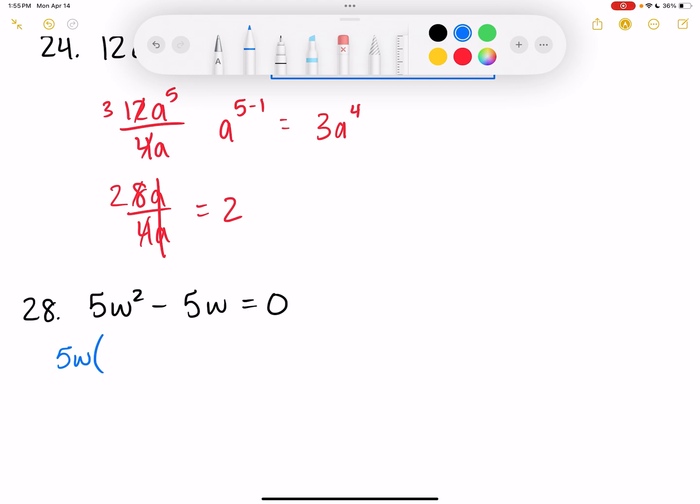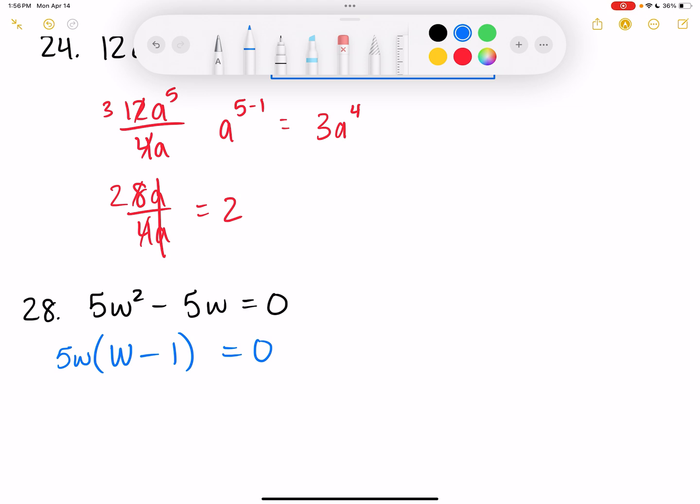Yep, just a w. So 5w squared divided by 5w would just be w. And then minus 5w divided by 5w, what would I be left with? Negative 1. Yep, minus 1. Now, don't forget on these ones that have the equal to 0, make sure you don't forget that part. So now we have factored out the greatest common factor.